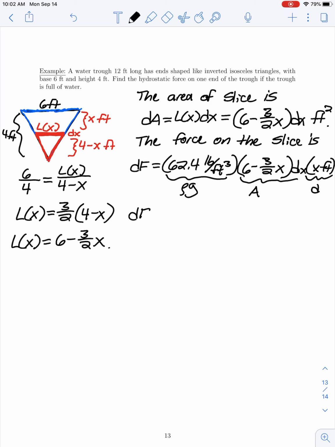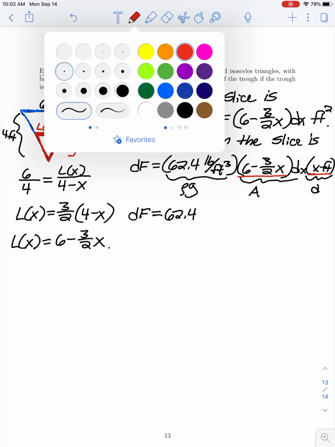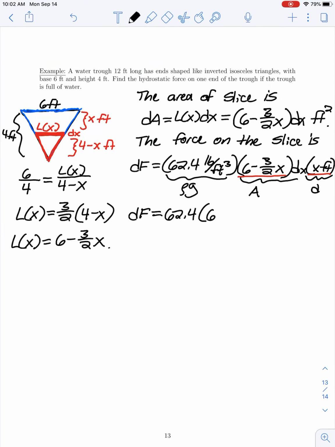So what we have is the differential of force, which would be the force on our one slice, is given by 62.4. And then taking our 6 minus 3 halves x, multiplying by x, we would have 6x minus 3 halves x squared. And then we still had our dx on the end. And this would now be in pounds.